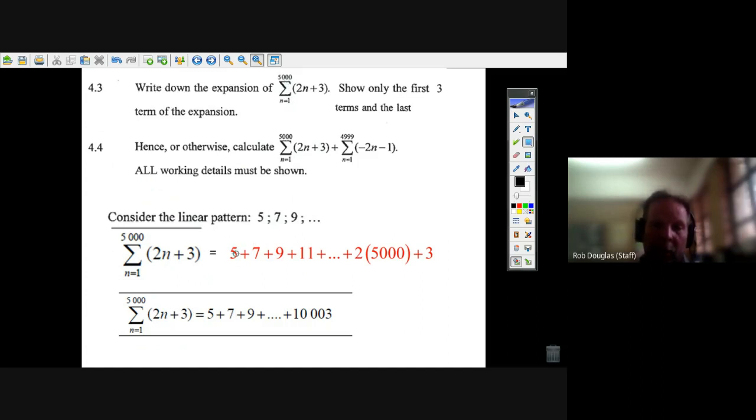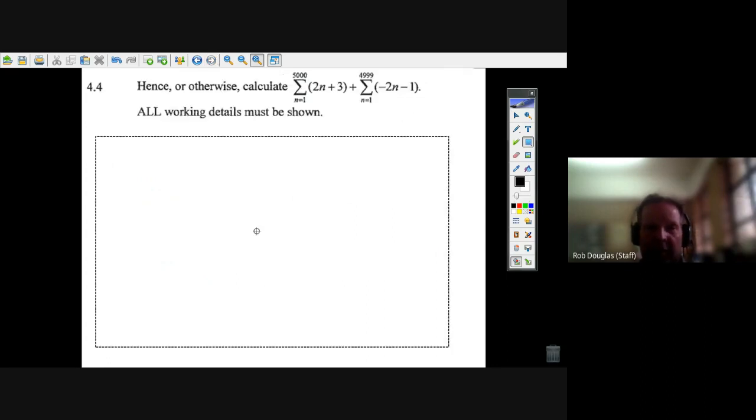So we'd put in 1. So we'd go 2 times 1 plus 3, that'll give us 5. 2 times 2 plus 3 would give us 7. 2 times 3 plus 3, 2 times 4 plus 3. And we'd keep on going, and the last number we put in is 2 times 5,000 plus 3. So if you were going to just expand it, you'd write 5 plus 7 plus 9 and on and on and on, and then write the last term. That's what it looks like, just like that.